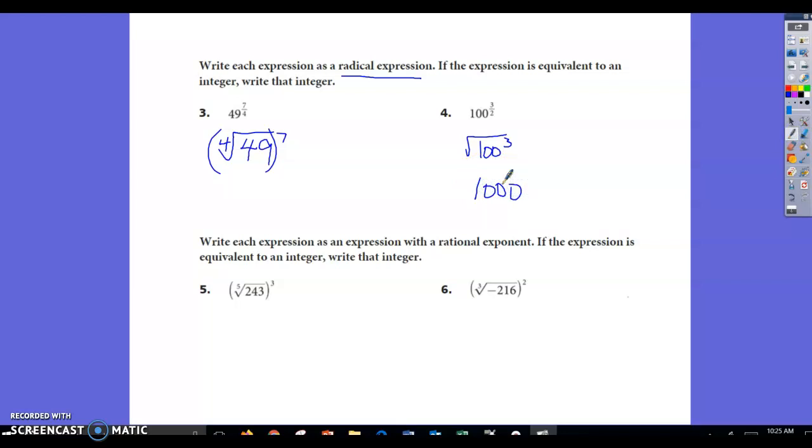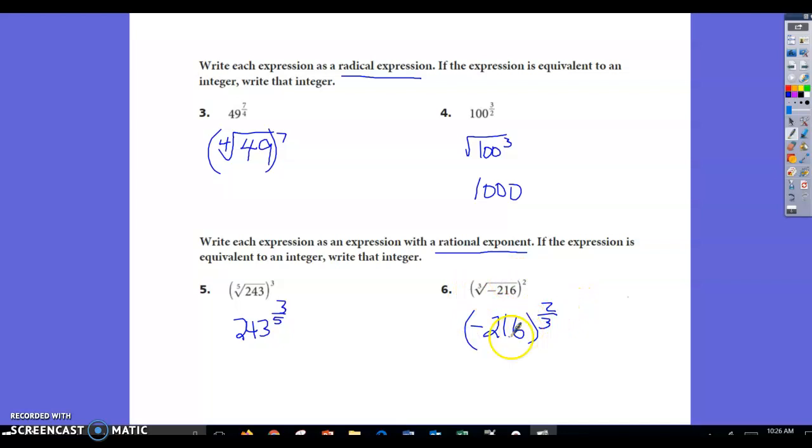All right, so next example says, write each expression as an expression with a rational exponent. So this time we're writing it in exponential form. So we're given radical form. We're going to write it in exponential form. If the expression is equivalent to an integer, write that integer. Let's go ahead and rewrite both of these first, and then we'll check them on the calculator to see if we get an integer answer. Remember the index is your denominator, so I'm going to have 243 to the 3/5 power. And I'm going to have negative 216. That has to be in parentheses because it's negative to the 2/3 power.